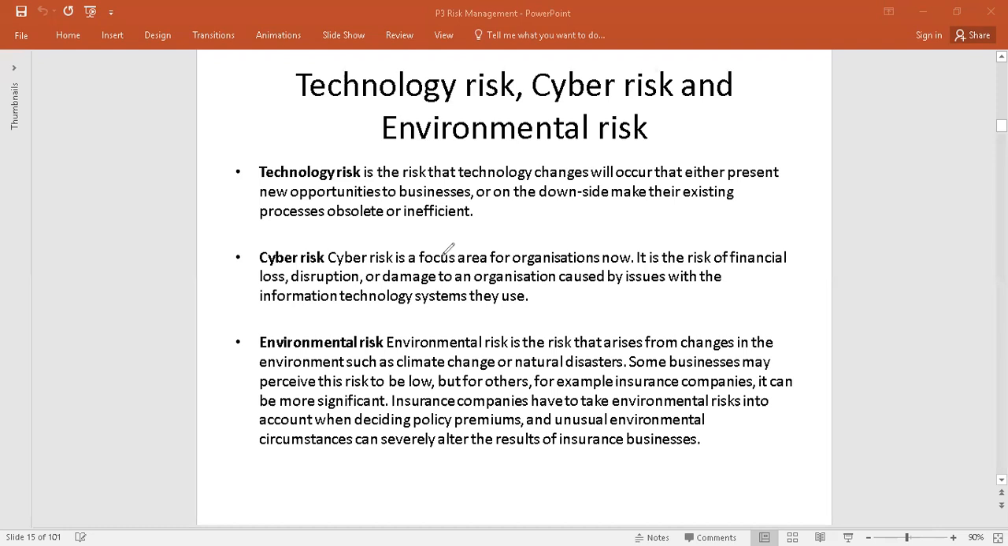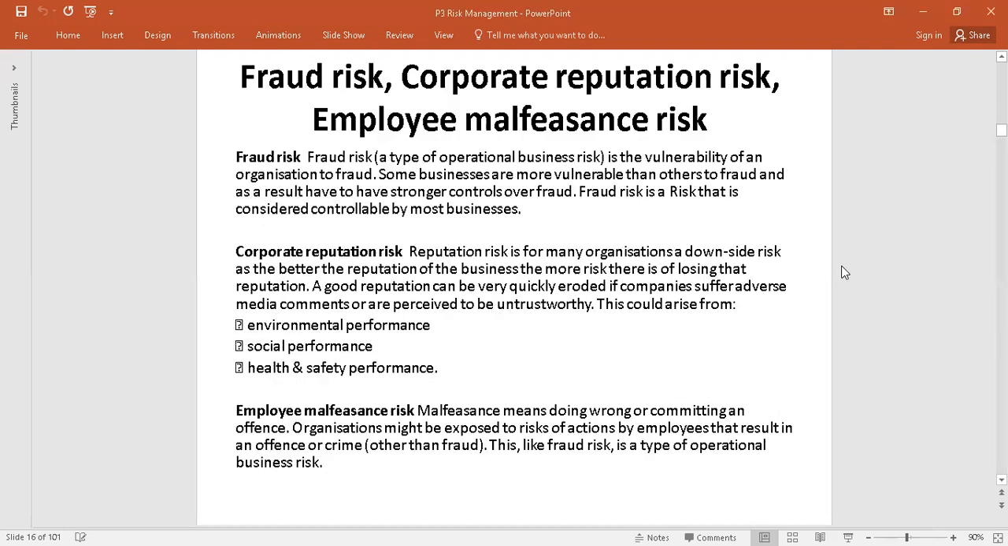So anything to do with the environmental aspects, any risk to deal with environmental aspects, we call that environmental risk. I hope it is not boring. I know it would be boring to go through so many risks at a stretch, but they are not very difficult because we can understand them by the term itself.